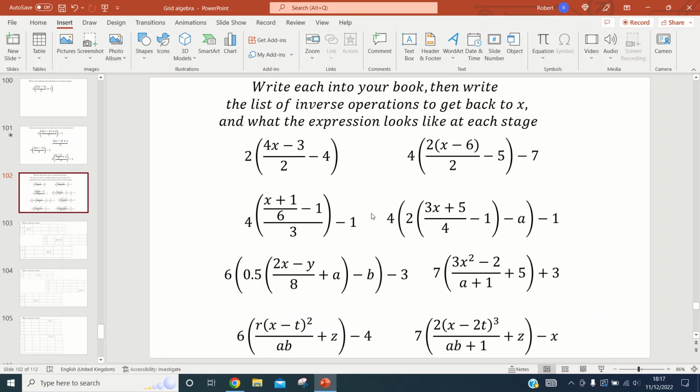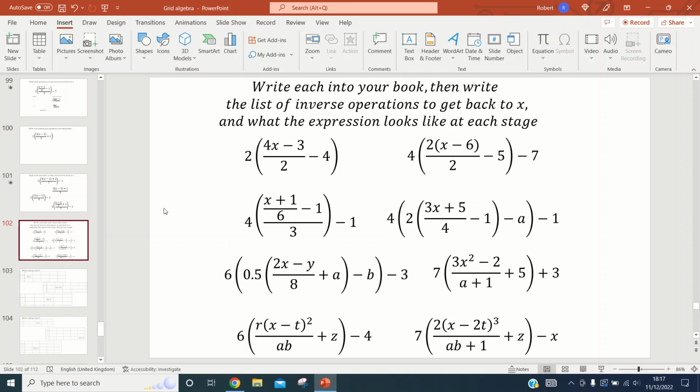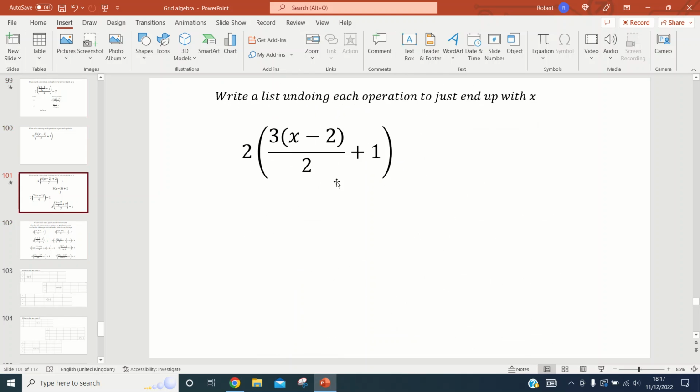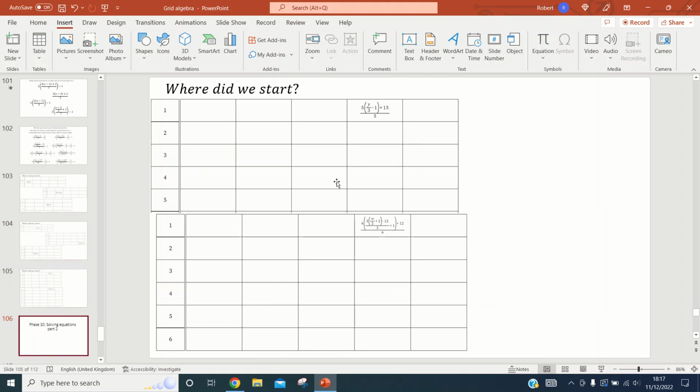And this is a worksheet that I just gave mine to do. They wrote the expression at the top, exactly like the example. They wrote the expression at the top, then they did their undoing action on the left, and then new expression on the right, until they got all the way down to X, or whatever letter it is that is in the question, obviously. So okay, that's quite cool.